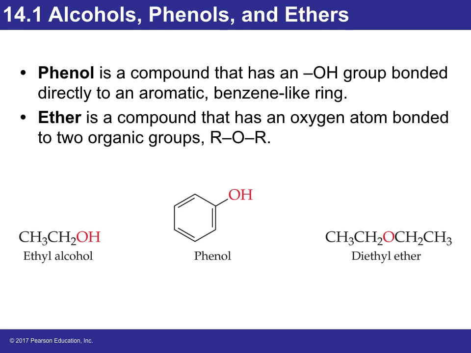On the far left is the ethyl alcohol. We're going to learn how to name those. And on the far right is called ether. This is where you have an oxygen atom bonded to two organic groups. We refer to those as R and R prime. In that example, I have an ethyl on the left side, oxygen in between, and an ethyl on the right side, so it's a diethyl ether.